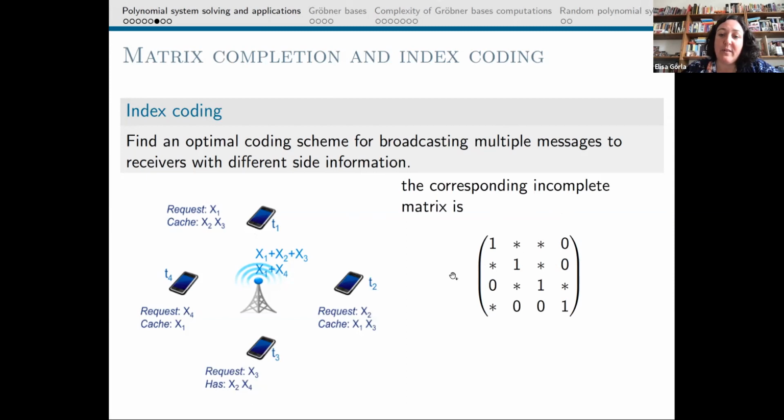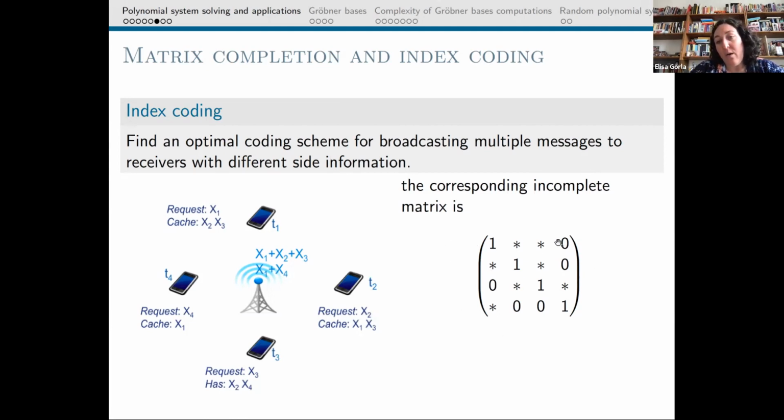And now, for example, receiver 3 here requests X3, so I will put a 1 in the X3 column. They have X2 and X4, so I put an unknown in 2 and 4 because essentially they may or may not use this information. And this is the thing that I want to be able to compute. And a 0 in X1 because they do not have X1, and they are not interested in receiving X1 either. So they don't need any X1. I put a 0. And I do that for everyone.